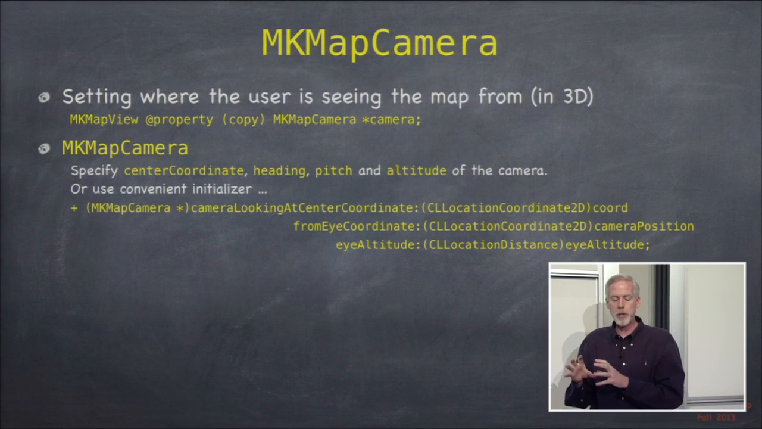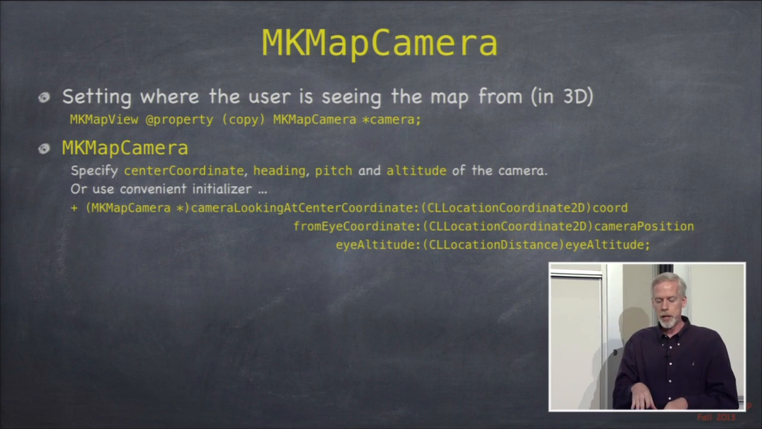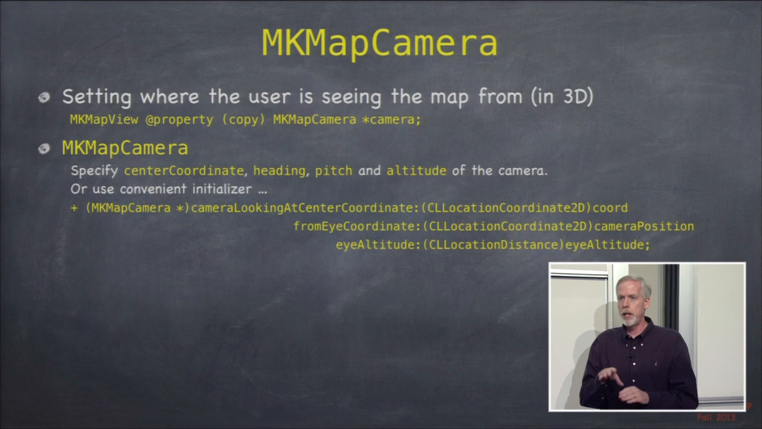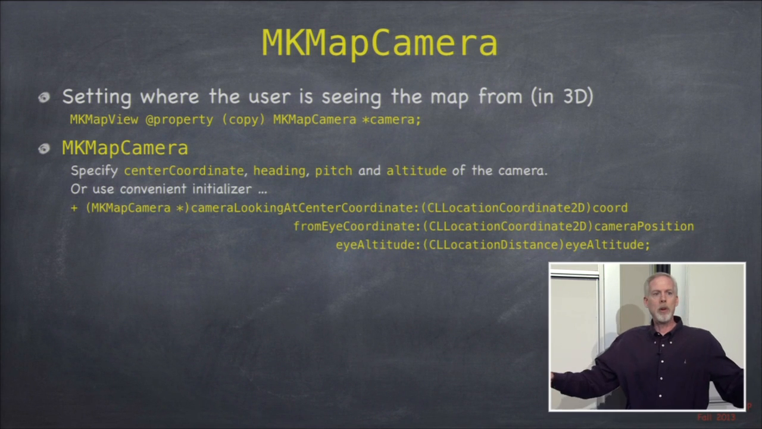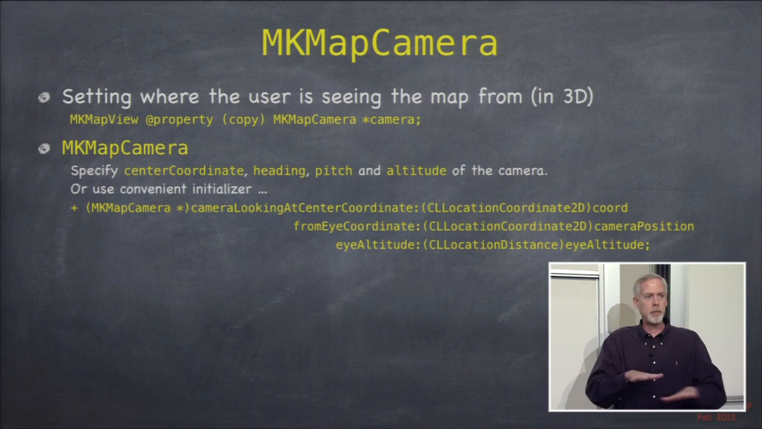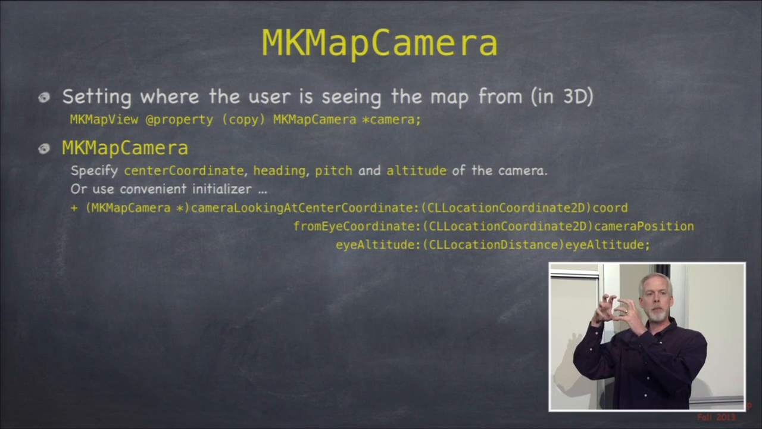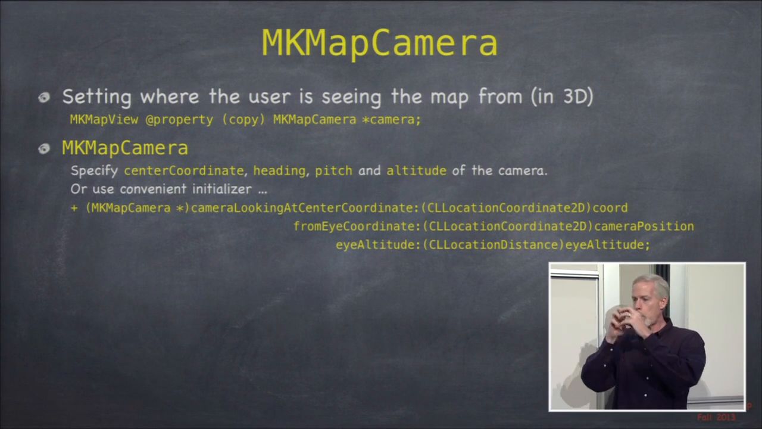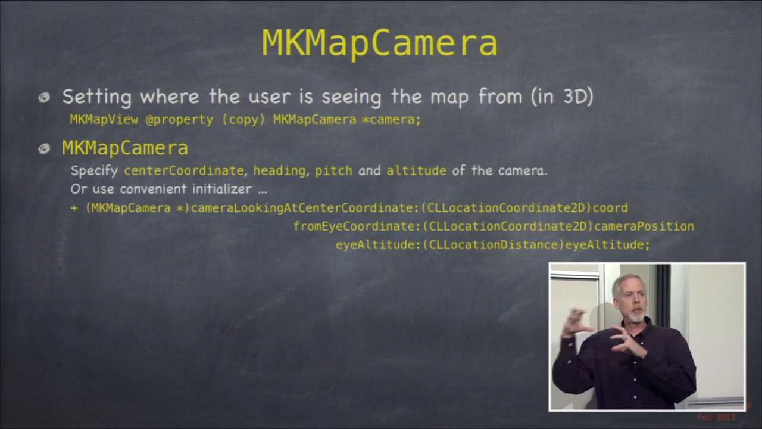But one of the easiest ways to do it is using this class method here, camera looking at center coordinate from eye coordinate, eye altitude. So the eye coordinate and the eye altitude, that's where your camera is. Where in the world, using the coordinates, latitude and longitude, your camera is, what is the altitude of your camera in meters, and then what point are you looking at? You see how that's a way to set your camera? So you can do that to set your camera.